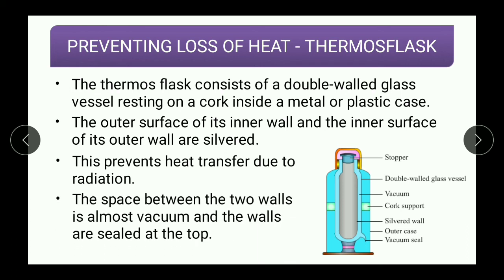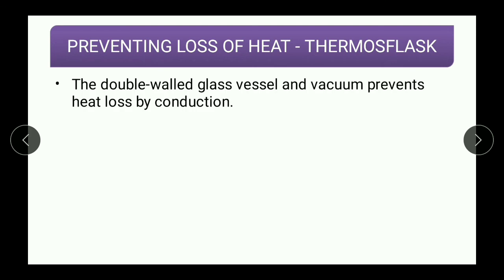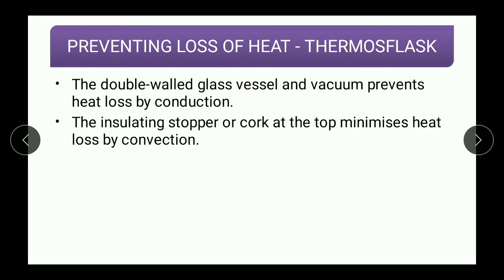The space between the two walls is almost a vacuum. Okay, so this prevents the heat transfer through convection. Because there is vacuum, there is no medium, so heat cannot pass through convection current, and the walls are sealed at the top. The double-walled glass vessel and vacuum prevent the heat loss by conduction. The insulating stopper or cork at the top minimizes the heat loss by convection.